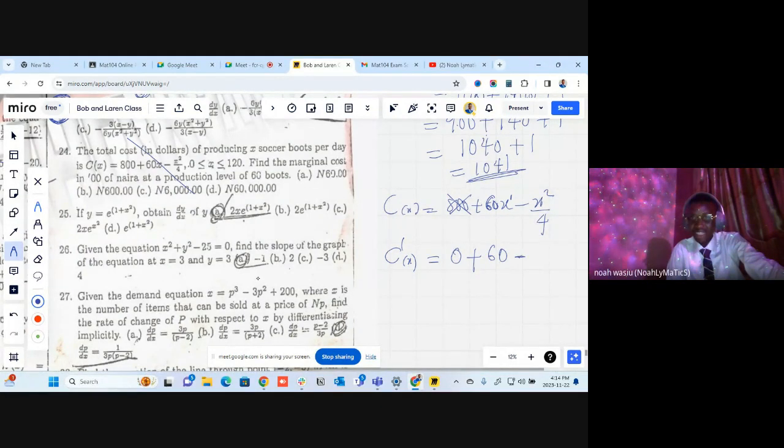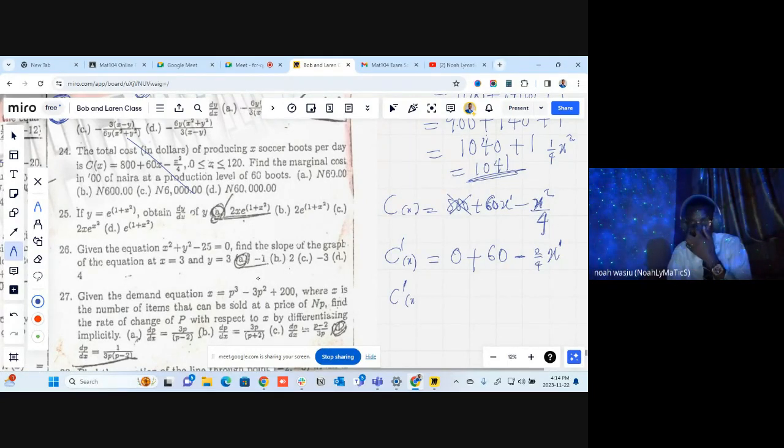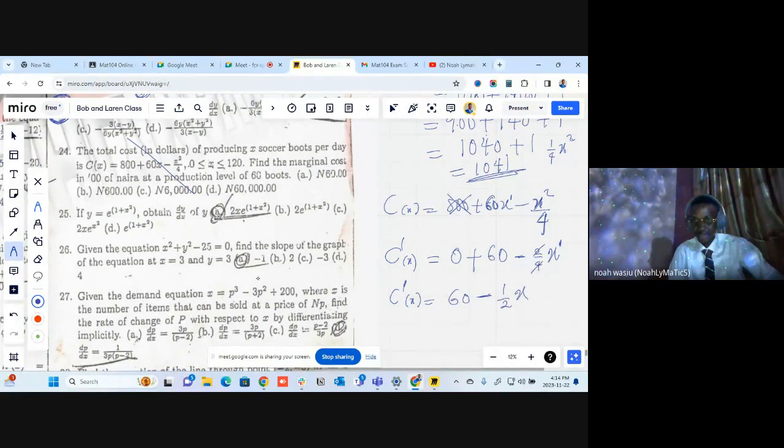Now, if I differentiate this x squared over 4, I can write it as 1 over 4 times x squared. So now let's differentiate. 2 times 1 over 4, that's 2 over 4, and x is to the power of, remove 1 from there, I'll be left with 1. So that means my marginal cost function now is just 60 minus, cancel here, 1 over 2 x. So this is what I have.